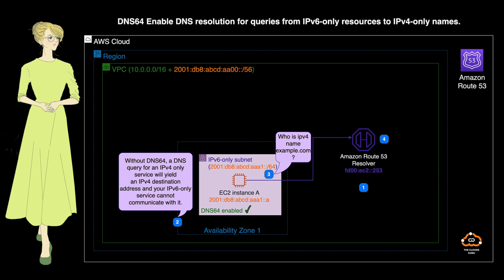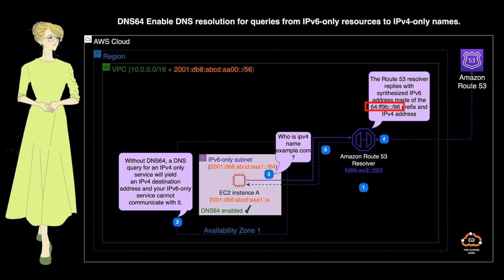With DNS64, the Route 53 resolver looks up the DNS record for the service you queried for, and does one of the following. If the record contains an IPv6 address, it returns the original record, and the connection is established without any translation over IPv6. If there is no IPv6 address associated with the destination in the DNS record, the Route 53 resolver synthesizes one by prepending the well-known /96 prefix defined in RFC 6052, 64:FF9B::/96 to the IPv4 address in the record.